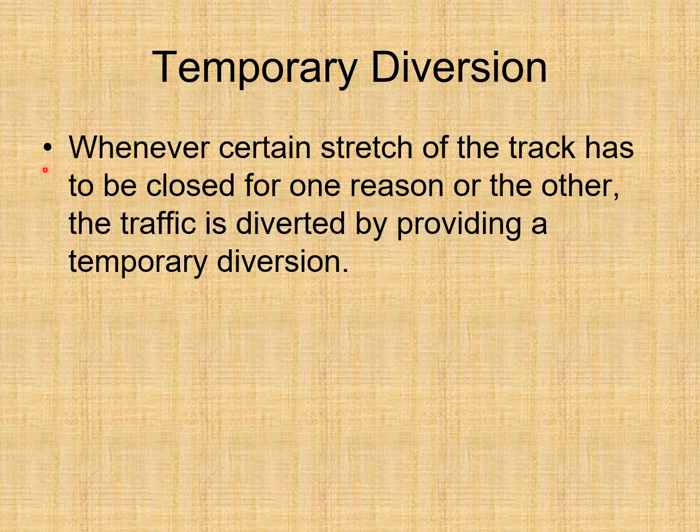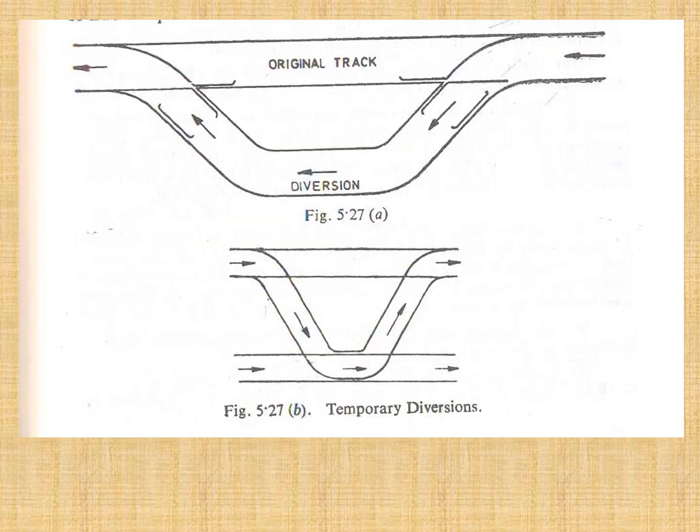Temporary diversion. Whenever a certain stretch of the track has to be closed for one reason or the other, the traffic is diverted by providing a temporary diversion. Look at this. This is the original main track, and this is the diversion. You can see that in this way you can create this diversion. You have this track, you have this track, and we have the diversion like this.